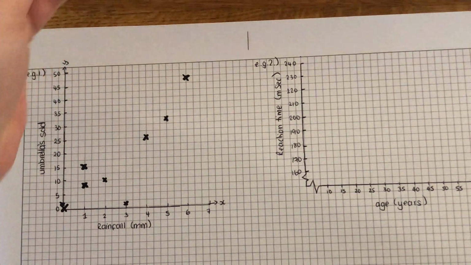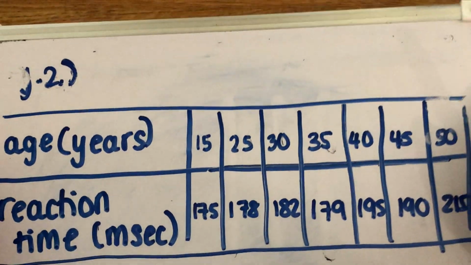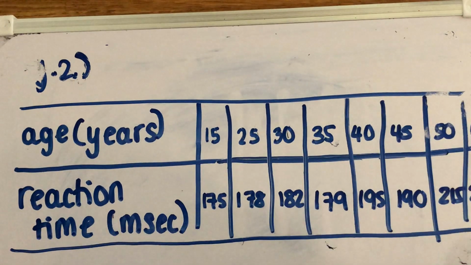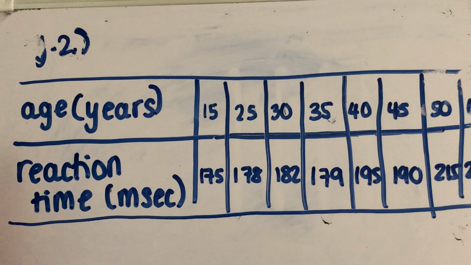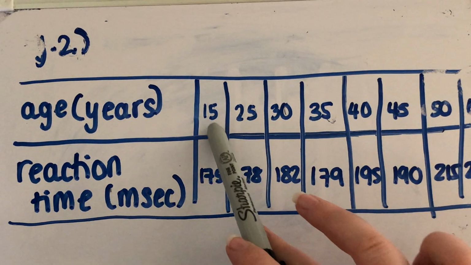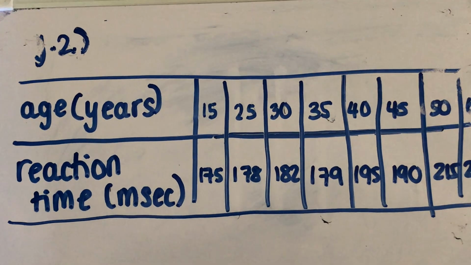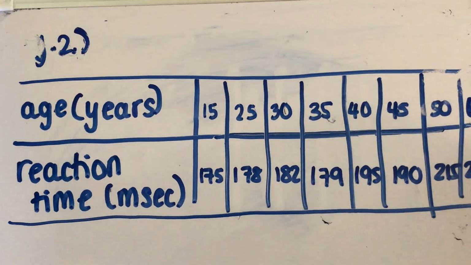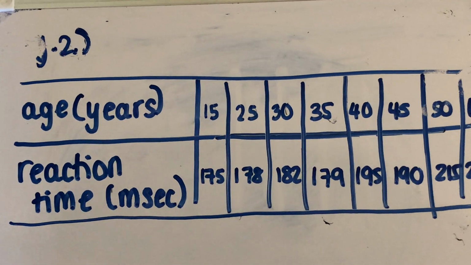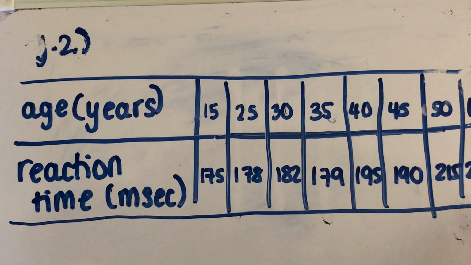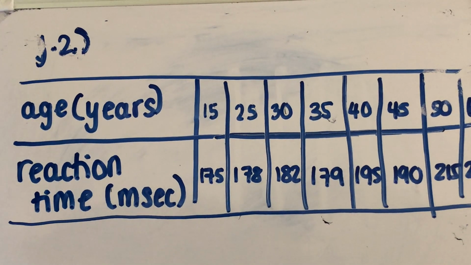Okay, so the next one, I'll just show you the table first. So we've got the table here, we've got the age and the reaction time, so we need to see if there is a link between those two by plotting on a scatter graph. Okay, so we're starting at 50 and we go up to 60 years old. I'm just going to fill that in. Okay, and their reaction times go from 175 milliseconds up to 240.